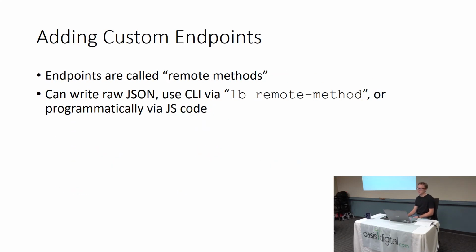You can also add custom endpoints. In Loopback terminology, this is called a remote method. You can do this with the CLI using lb remote method, or again, you can do it in JSON or JavaScript.